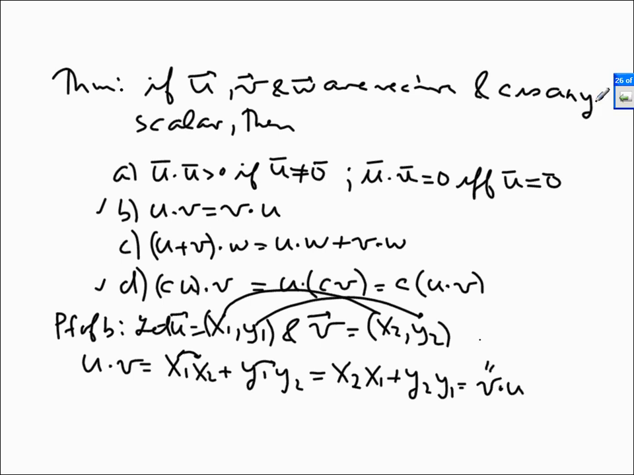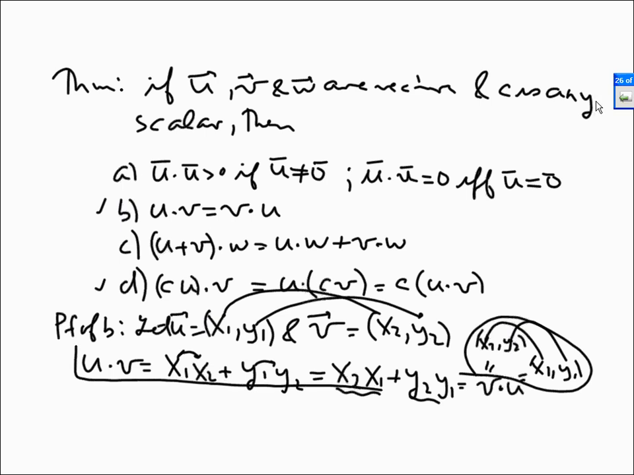V is x2, y2, and U is x1, y1. So V dot U will be x2, x1 plus y2, y1. And of course, you don't need anything that I just circled. I'm just arguing why it's true. Having defined U and V in the line above, there is my proof.